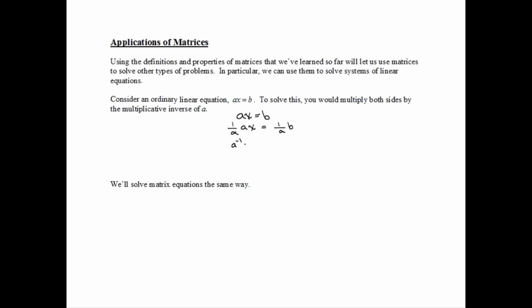This is really a inverse. A inverse is the multiplicative inverse of a, or the reciprocal. What is a inverse times a? It's 1, which is the multiplicative identity in the real number system. And so my x is equal to a inverse b, which of course is also b over a, another way to write it. We're going to approach matrix equations the same way.